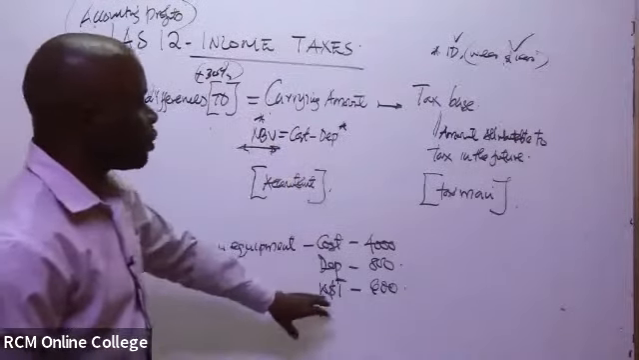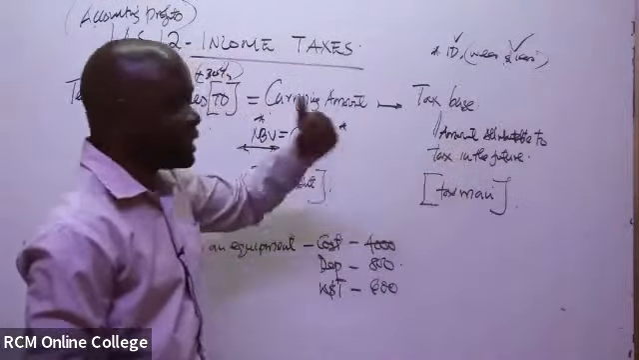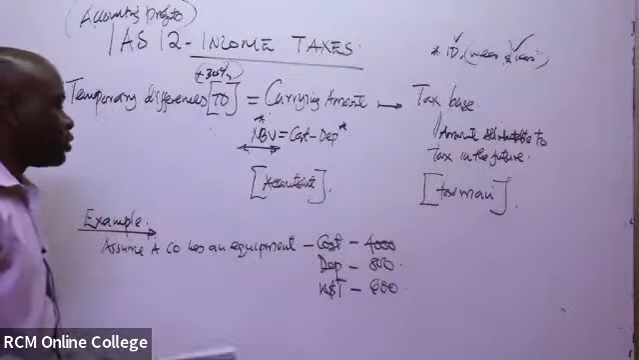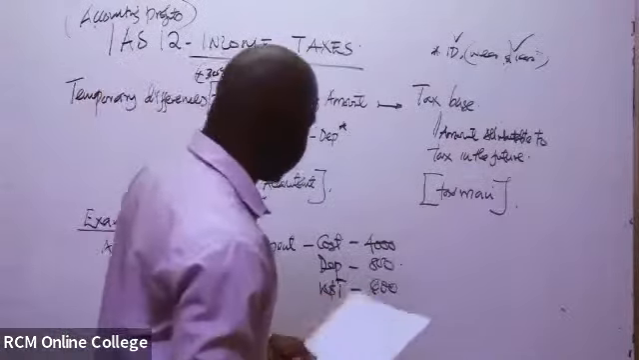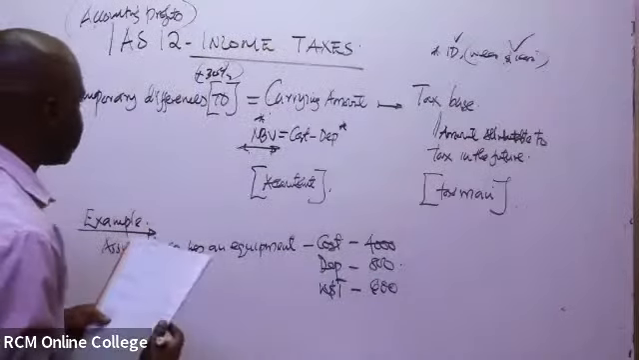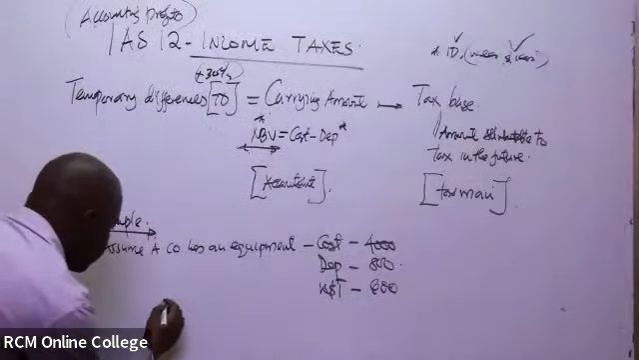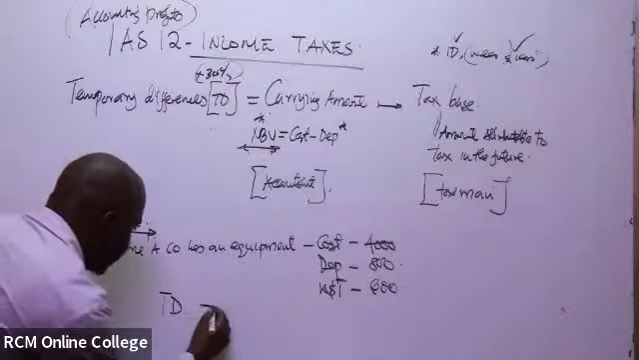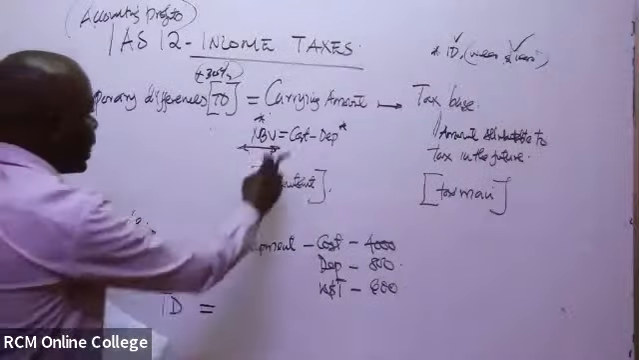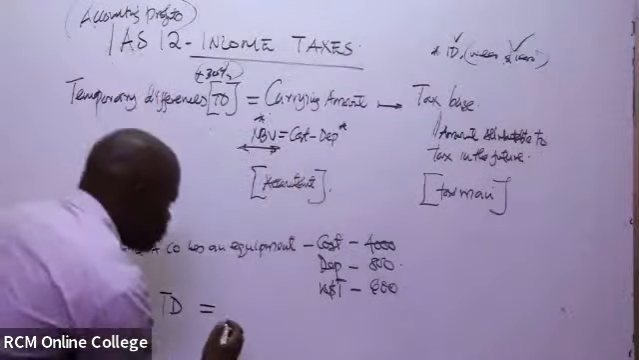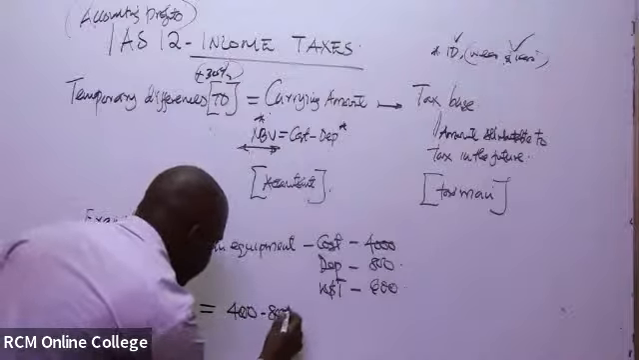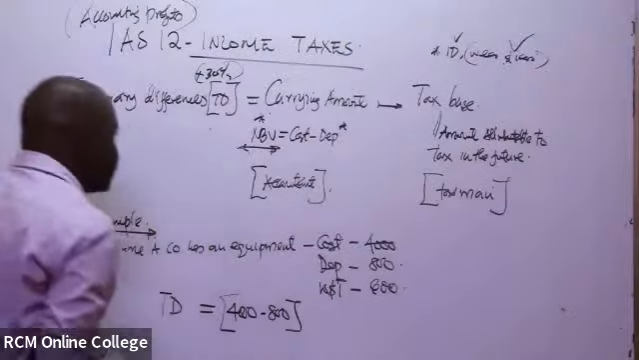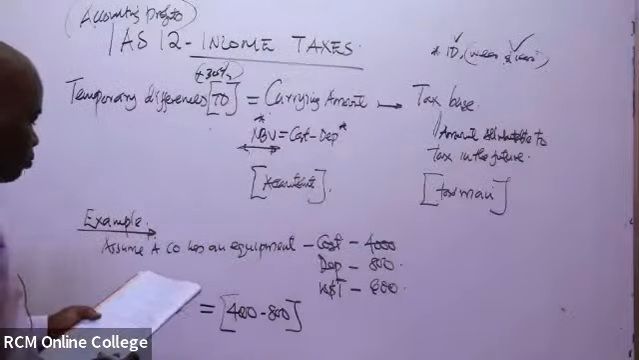And of course, in this case, the taxman has to think about what is actually supposed to be taxed. So if you use this simple example to get the temporary difference, our temporary difference will likely be equal to the carrying amount, the NBV. So you take 4,000 minus 800, and you get the net book value.